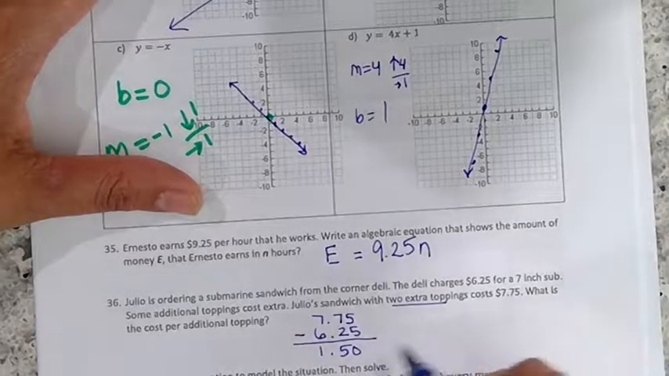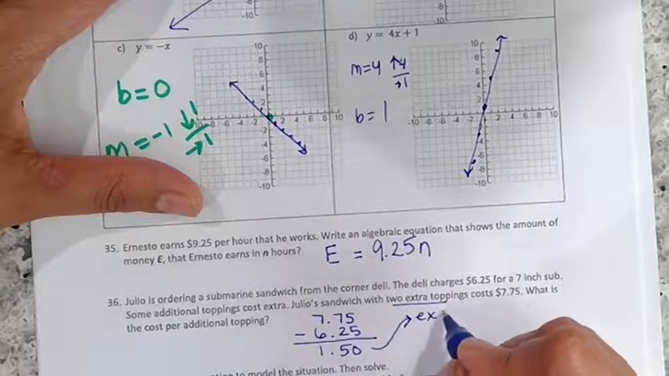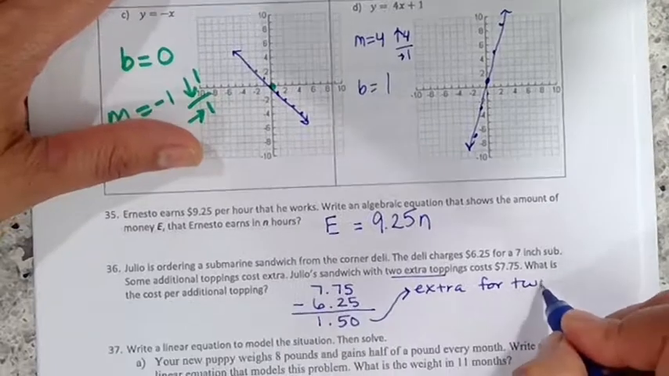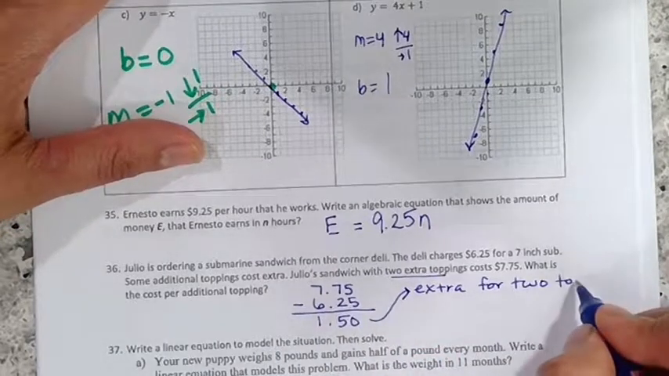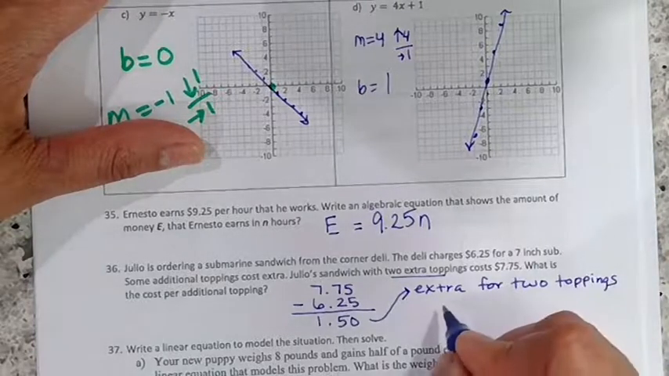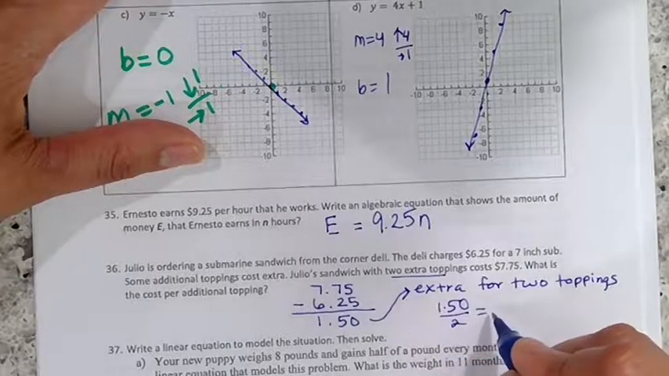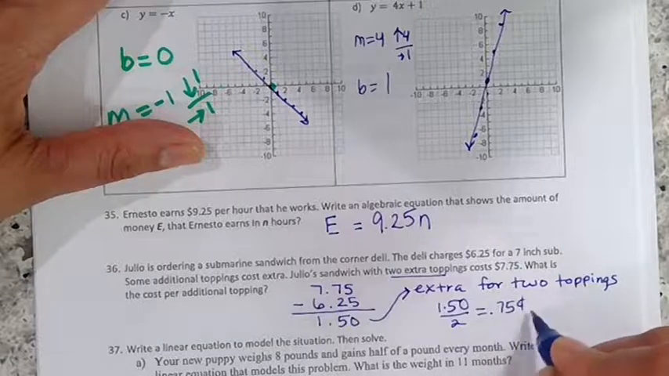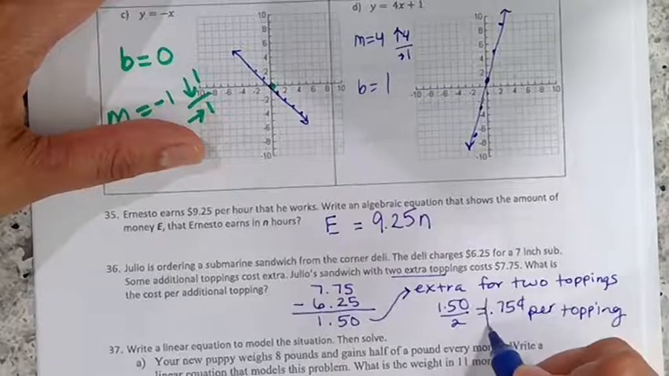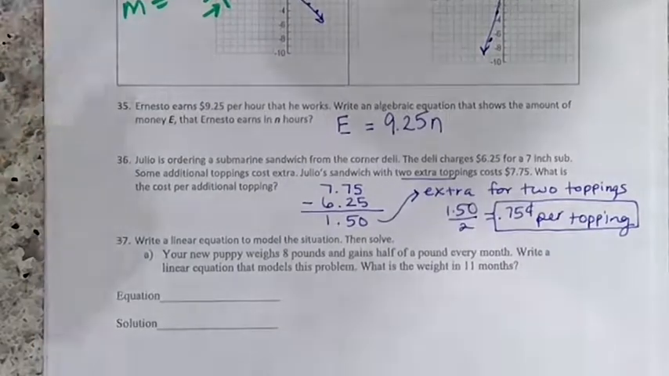What's the cost per additional topping? Well, if he paid $1.50 extra for 2 toppings, how much was each topping? How would you figure that out? Good. So how much did he pay for each topping? 75 cents per topping. Okay, so remember, you always have to make sense of your problem before you answer it. And there's always more than one way to answer it.